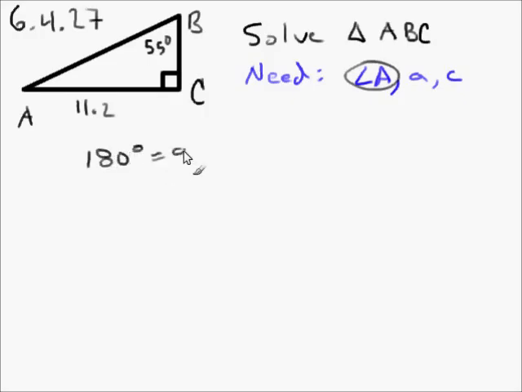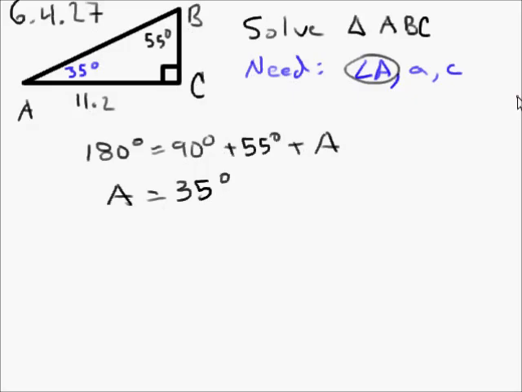180 degrees is equal to 90 for angle C, plus 55 for angle B, plus A. So A is equal to 35 degrees. Hooray. I'm going to write that down, make a note of it. Could be important.